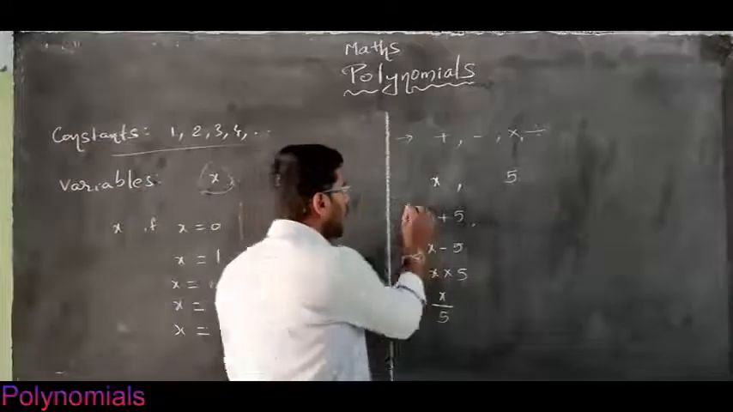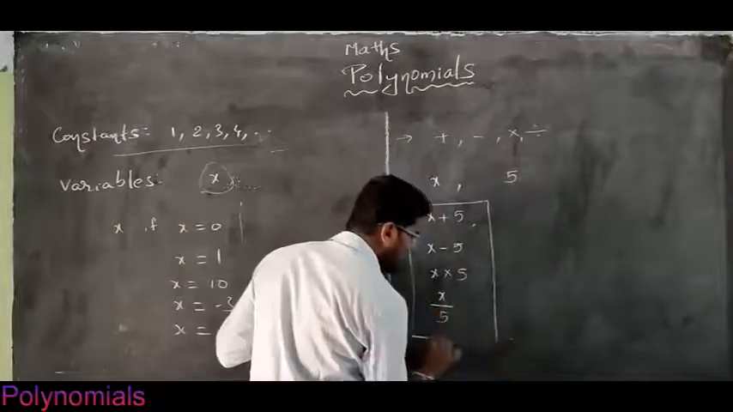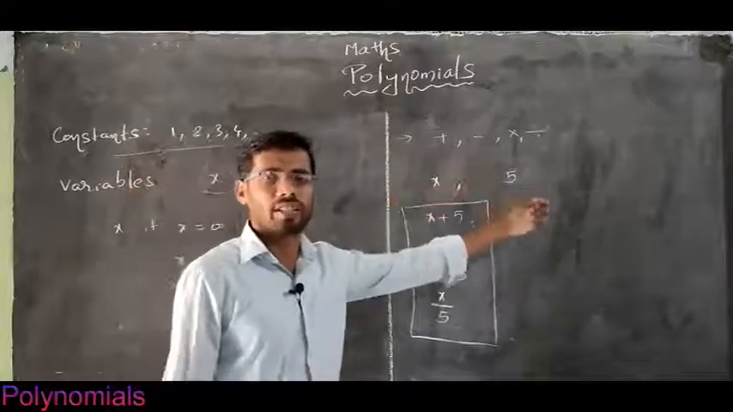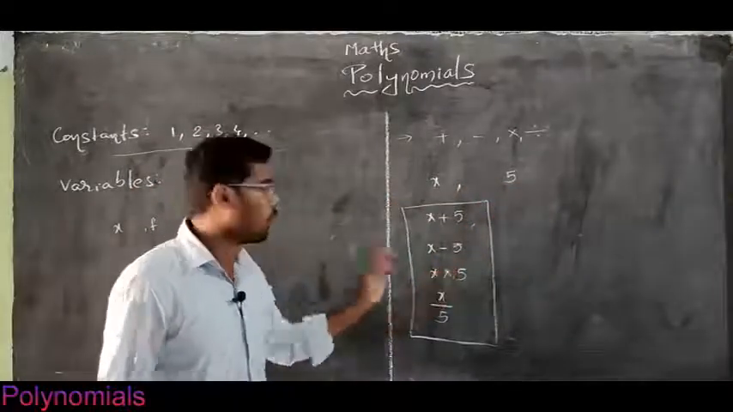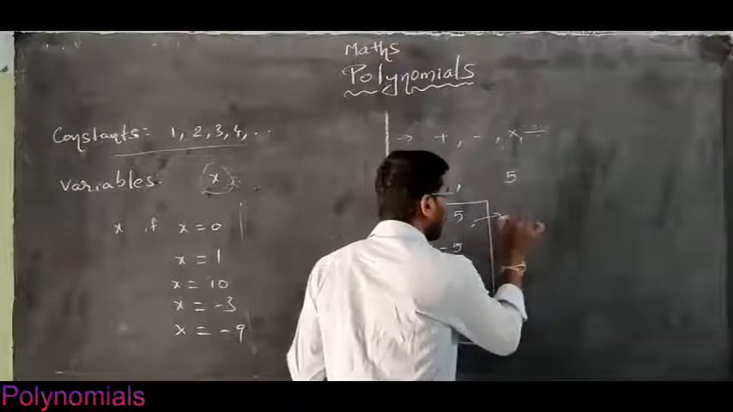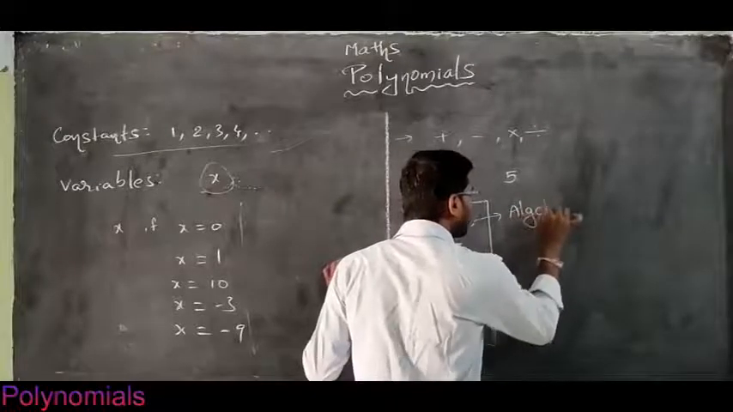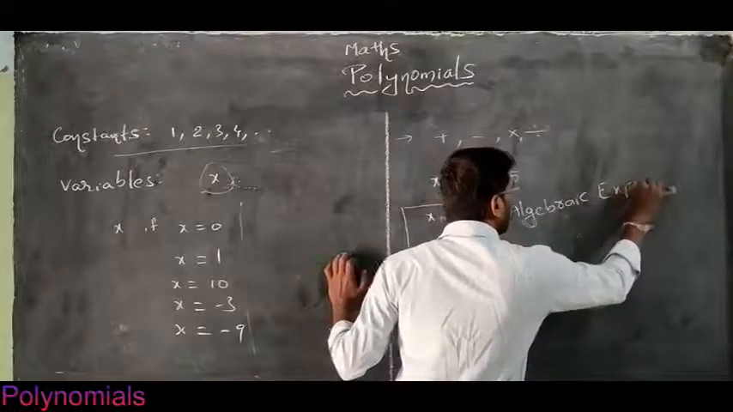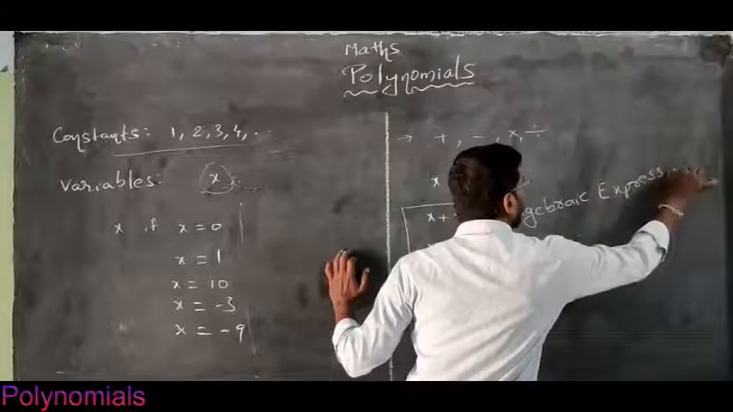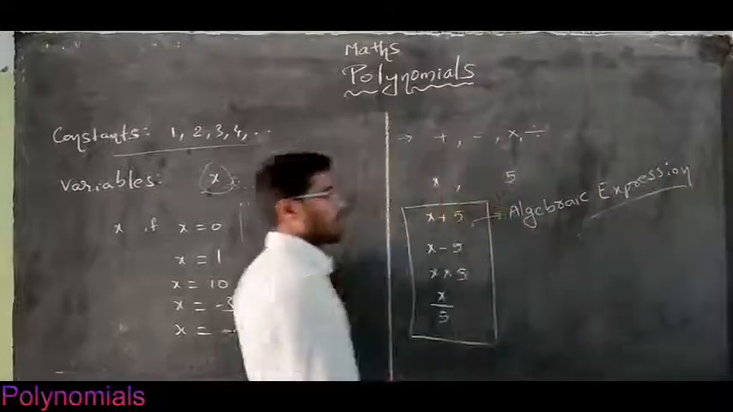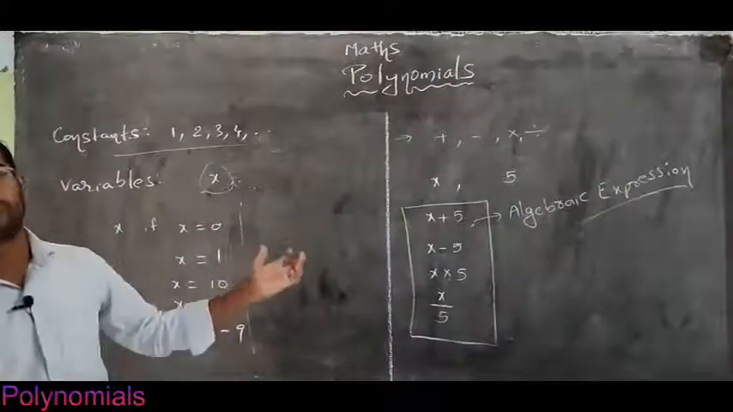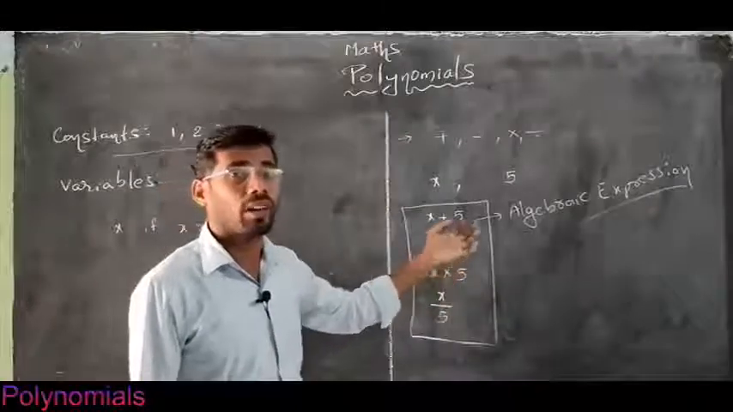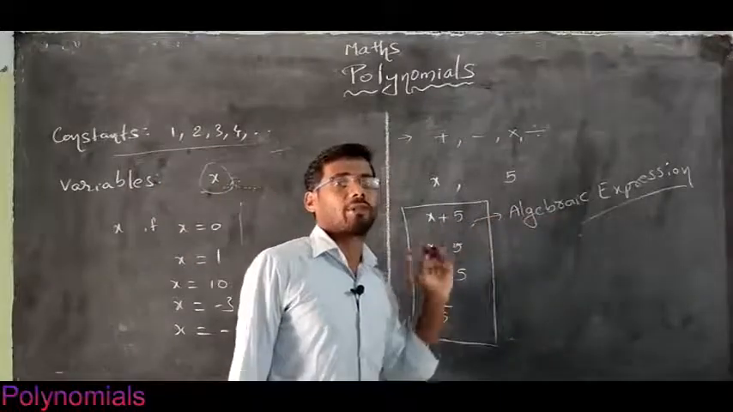So these we call algebraic expressions. If you take one variable and one constant, whatever operation you do, whatever new thing you get, we call it an algebraic expression. If you take one variable and one constant and do any fundamental operation, whatever you get, that we call an algebraic expression.